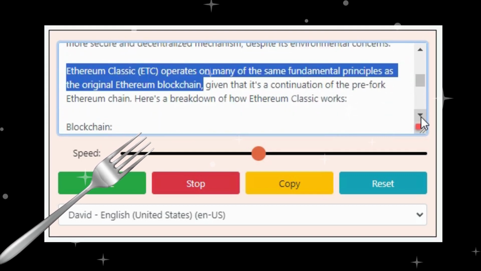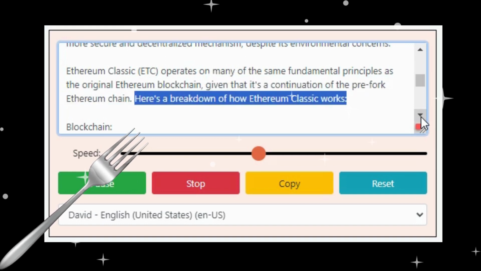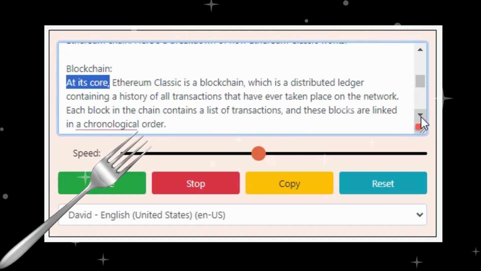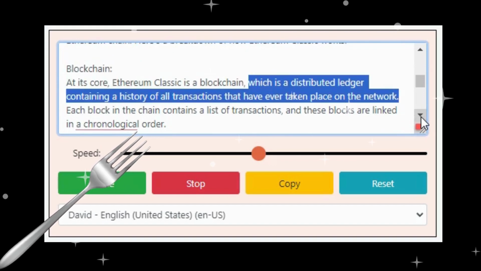Ethereum Classic, ETC, operates on many of the same fundamental principles as the original Ethereum blockchain, given that it's a continuation of the pre-fork Ethereum chain. Here's a breakdown of how Ethereum Classic works. Blockchain. At its core, Ethereum Classic is a blockchain, which is a distributed ledger containing a history of all transactions that have ever taken place on the network.